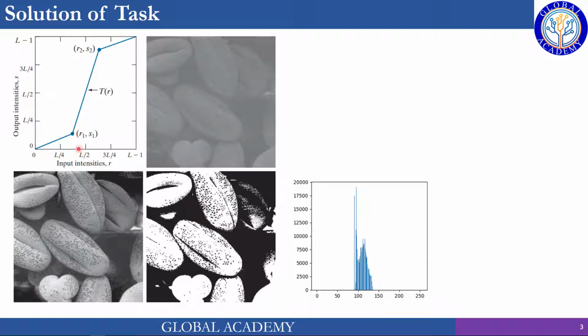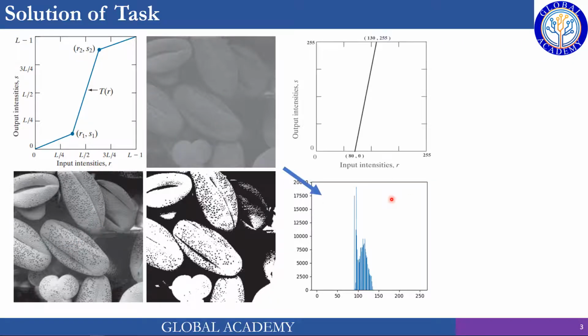Now, next is the selection of R1 S1 and R2 S2 to enhance or convert this low contrast image to a high contrast image. So here is my choice. Mostly gray levels are present in the range of 80 and 130. So I have selected 4 values: 80, 0 on the x-axis and 130, 255. So this is like a simplified solution.